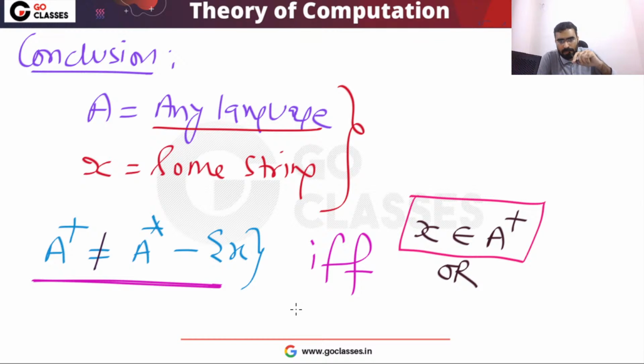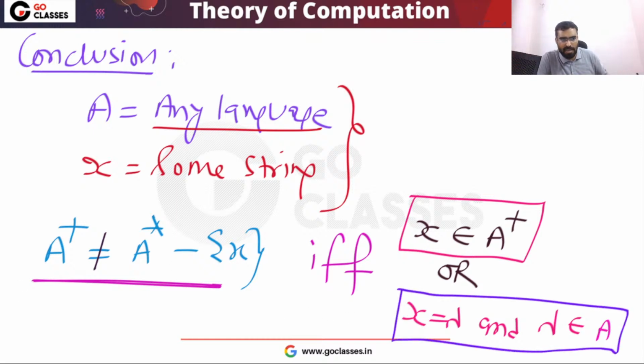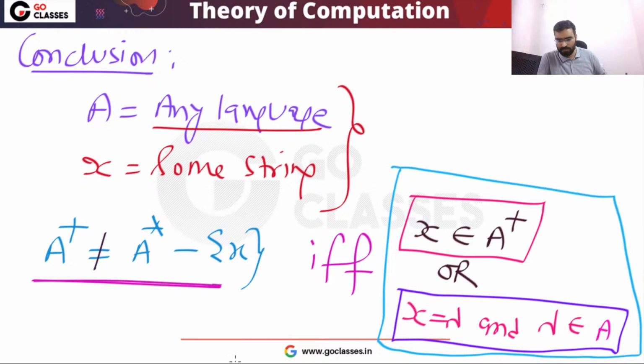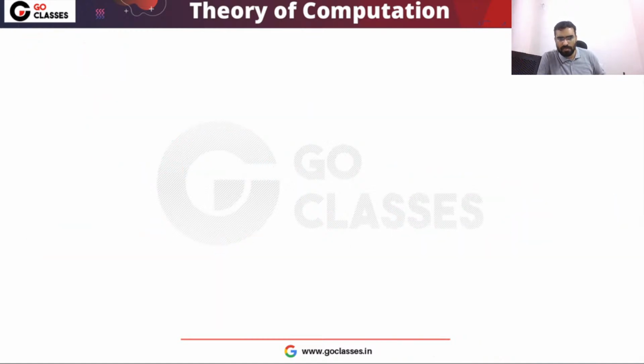Either this can happen, or this can happen: x is the empty string and the empty string does not belong to A. Empty string belongs to A. Okay, so this is the conclusion. I hope this whole thing is clear. Please tell me, is the whole thing clear? Let me know. These are some tricky questions. Yes or no?